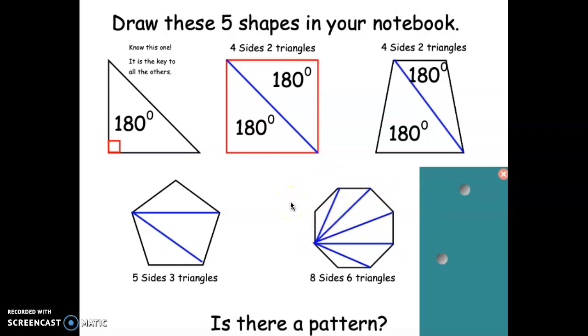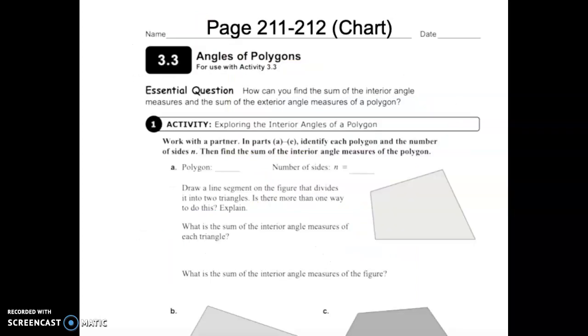You see my question at the bottom: is there a pattern? We had 4 sides, 2 triangles, 5 sides, 3 triangles. Then we jump to 8 sides and we have 6 triangles. Is there a pattern? If we had a 6-sided figure, how many triangles would we have? We'd have 4. So is there a pattern? There might be. Let's continue on and see if we can find that.